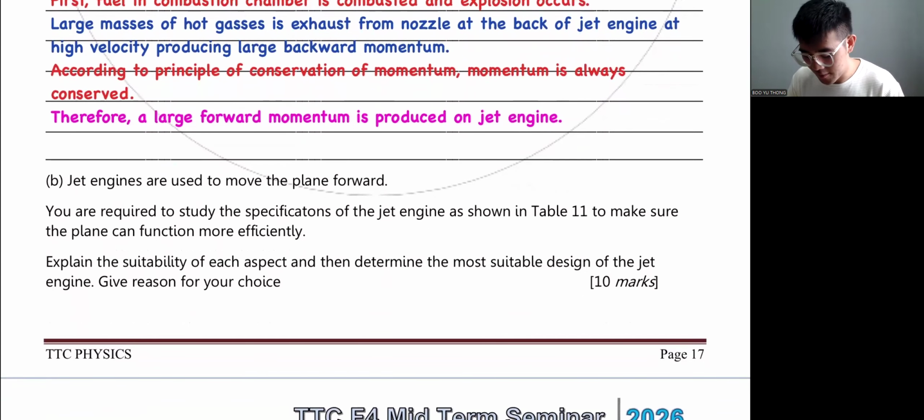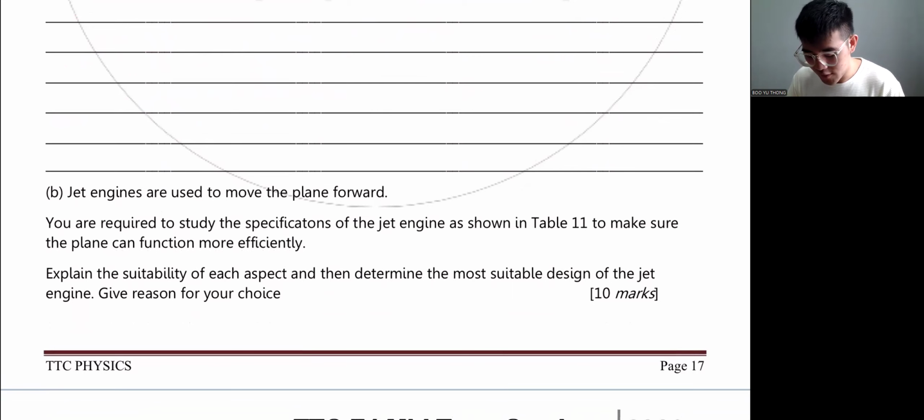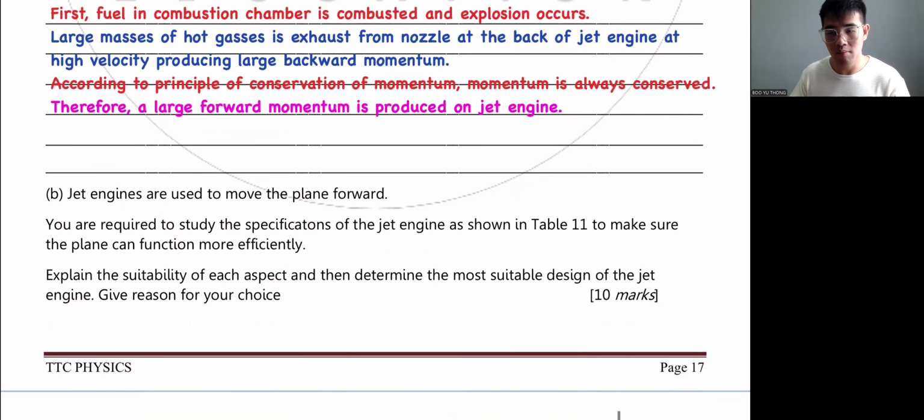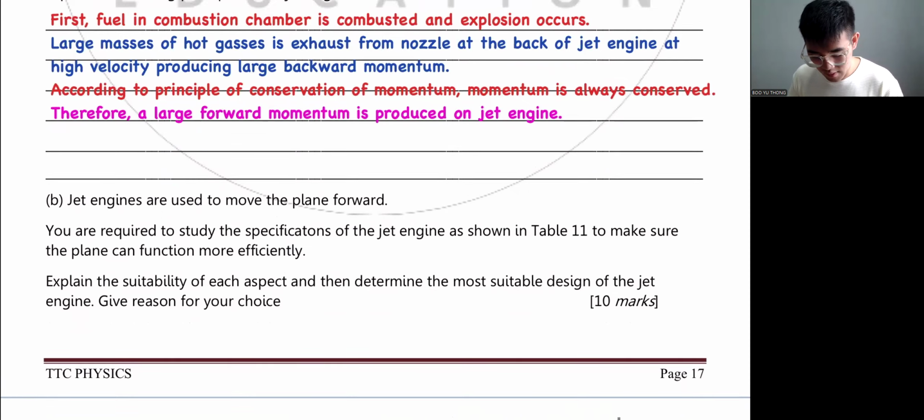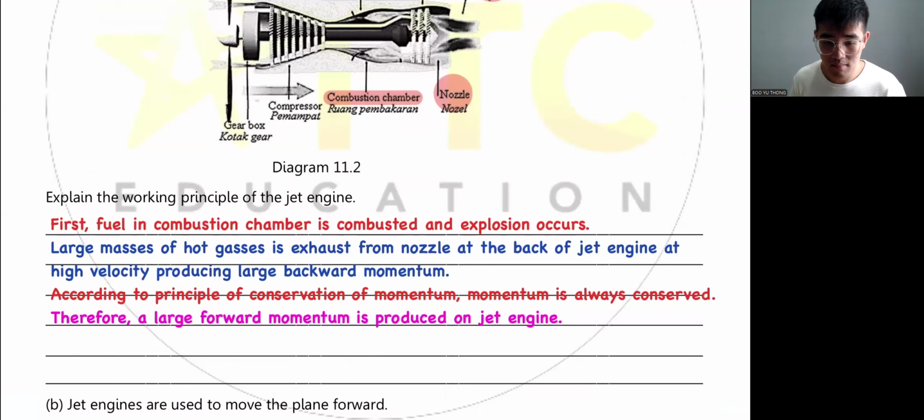So when you say momentum is always conserved, that means, like I said, when a forward momentum is produced, you get a backward momentum. Sorry, when the backward momentum is produced, you get the forward momentum. That's the meaning of conservation of momentum. Momentum is always conserved, and that's why a large forward momentum is produced on the jet engine due to the backward momentum. Okay, so 4 marks.